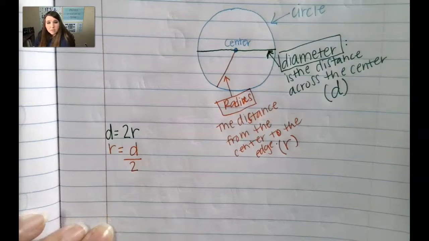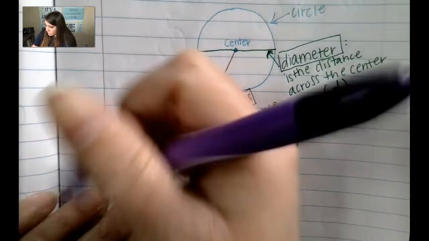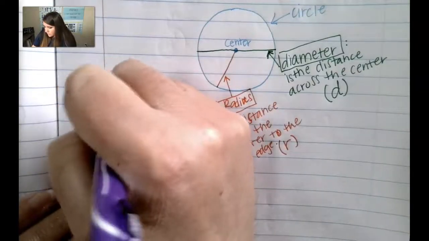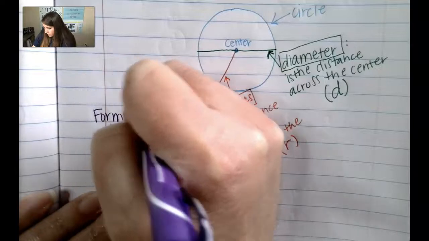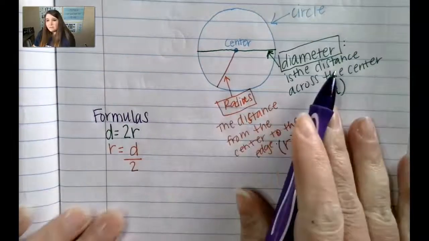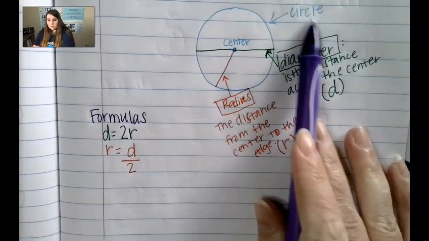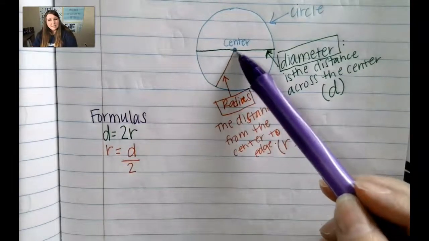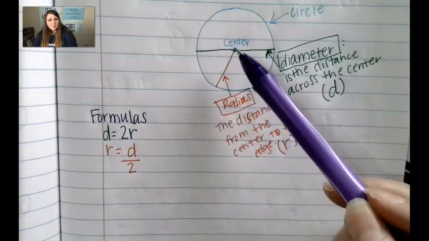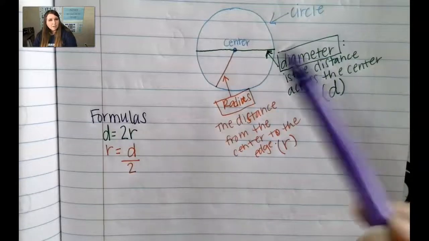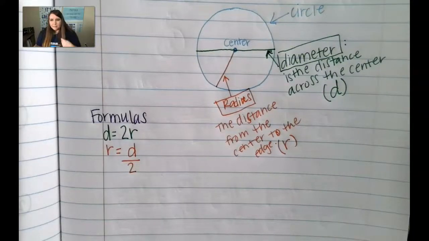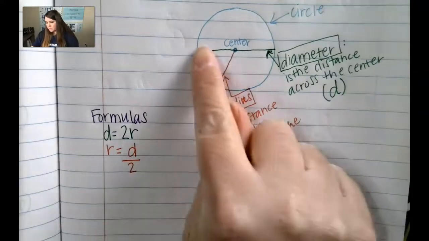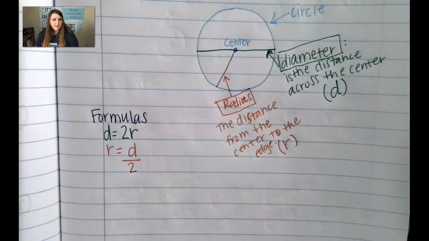Just a couple of things to note. These are our formulas that we're going to look at. So, some formulas. And these are our definitions, and this is a circle. You can think of a radius like a ray. Like this is a sun in the middle, and these are the rays that come off of the sunshine. I like to think of it like that. Diameter is from edge to edge.